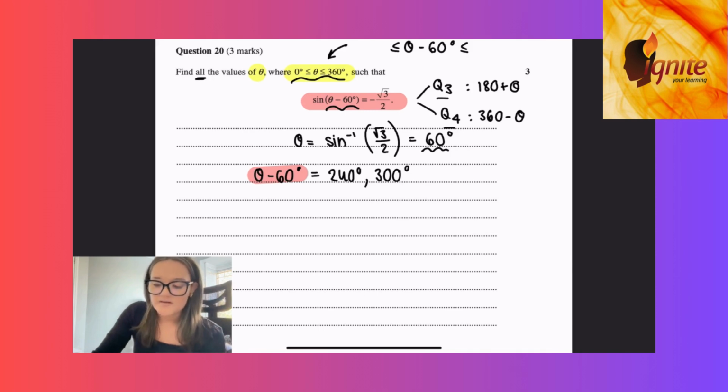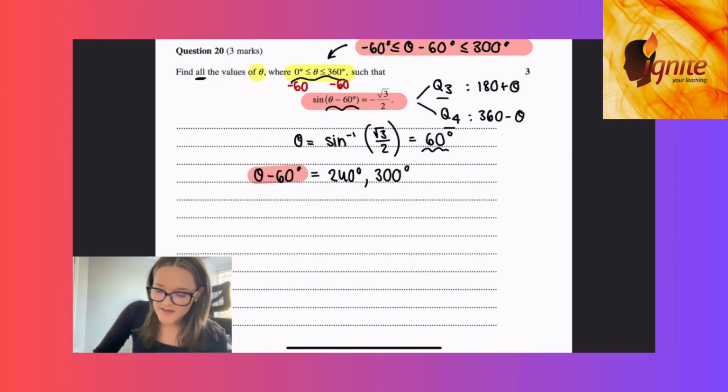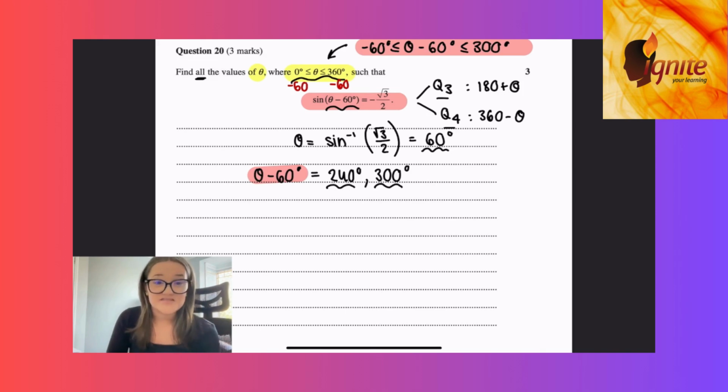So therefore, for theta minus 60, to find my new domain, I just have to minus 60 degrees from both ends of my domain. So 360 minus 60 is going to give me 300, and 0 minus 60 is going to give me negative 60. So therefore, I need to find all the values between negative 60 and 300. At the moment, I only have 240 and 300. I can go all the way now to negative 60, so I don't have to stop at 0. So I can find my corresponding angle here.